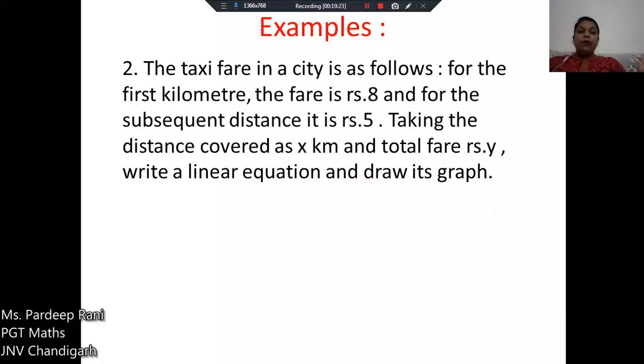I am taking one word problem based on the concept of drawing the graph. Now the question is, the taxi fare in a city is as follows. For the first kilometer, the fare is rupees 8 and for the subsequent distance, it is rupees 5. Taking the distance covered as x kilometer and the total fare as rupees y, write a linear equation and then draw its graph.